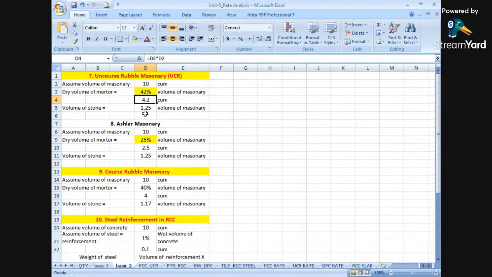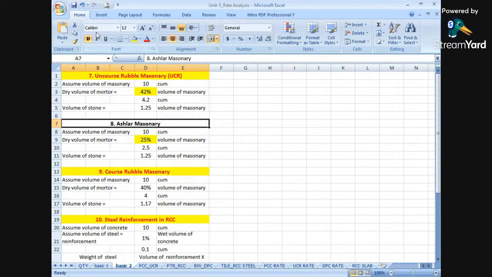How to calculate the volume of stones? It is just the multiplication of 1.25 times the volume of masonry. Again, for dry mortar we have taken 42%. Same way for stones we have taken 1.25 times the volume of the masonry. That means 1.25 multiplied by the volume of masonry, which is 10.